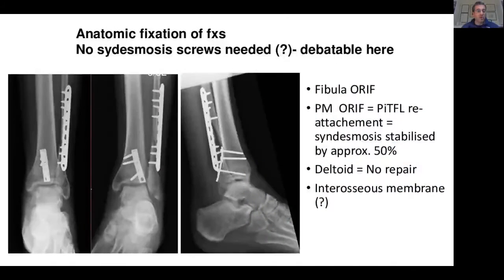Fixing the fractures, you do your checks, and as I said, we have turned an unstable ankle injury into a stable one. The interosseous membrane must have been damaged here, so this is debatable whether you should use syndesmosis screws or not. I wouldn't blame anyone for using a syndesmosis screw here. I haven't done so, and the patient had no problems.